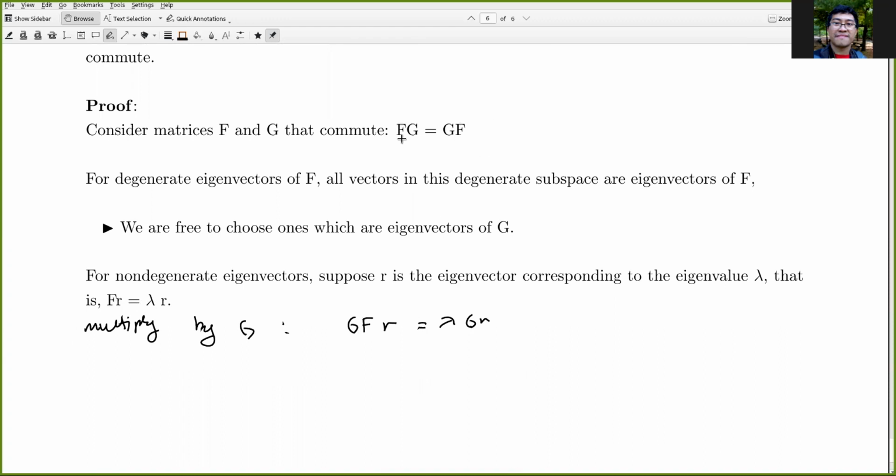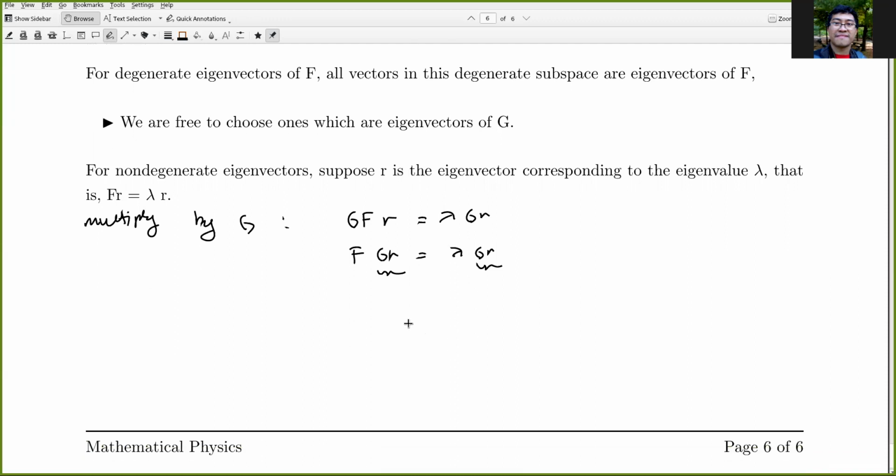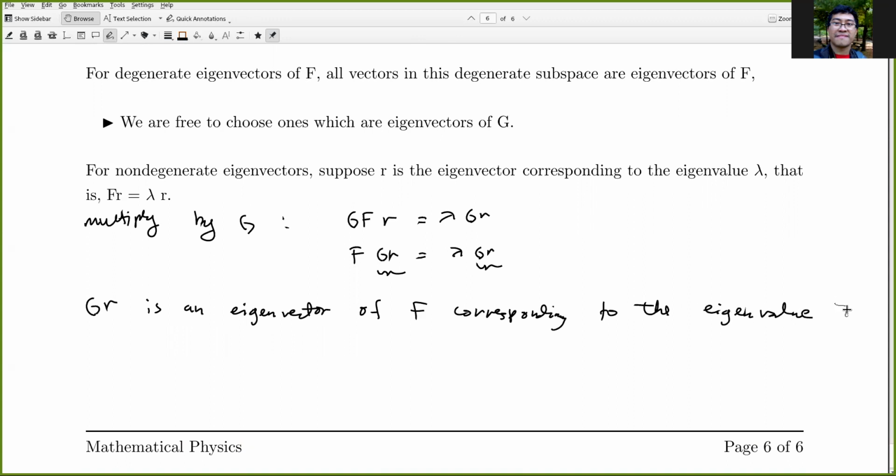GF is equal to FG. So we have F GR equals lambda GR. And this part here is an eigenvector of F. So GR is an eigenvector of F corresponding to the eigenvalue lambda.